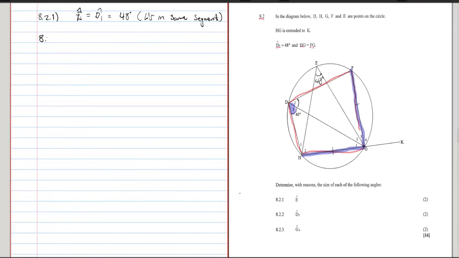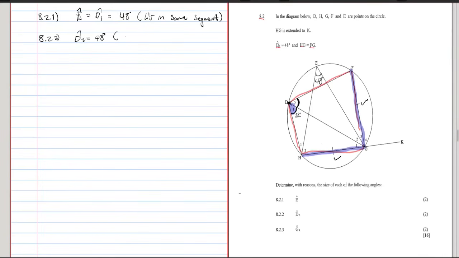So 8.2.2, D2. These two equal lengths subtend the same or equal angles at a given point. So take a look at D1. D1 is at the circumference and it's 48 degrees. D2 as well is found on the circumference. So that means it's going to be equal to 48 degrees as well. So D2 is equal to 48 degrees.